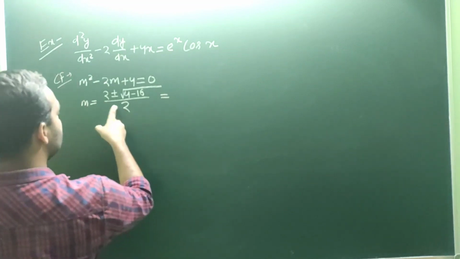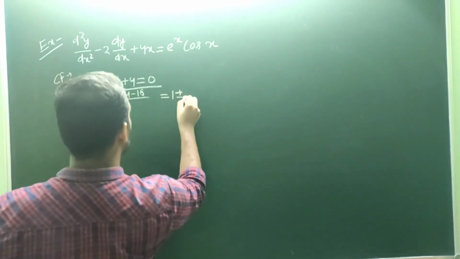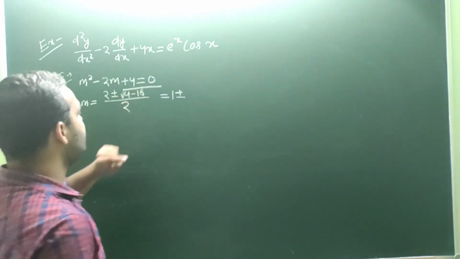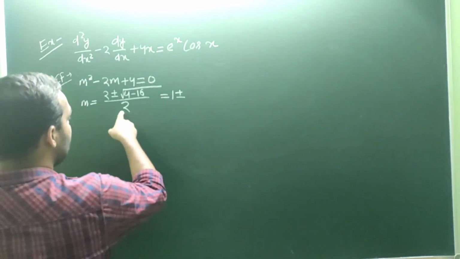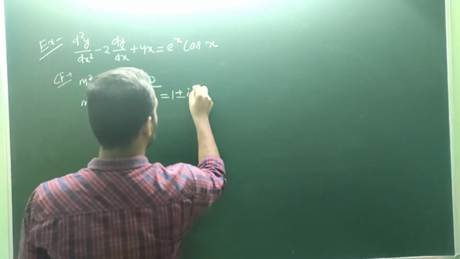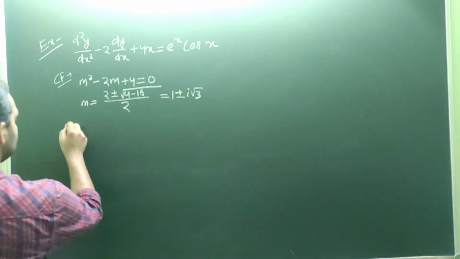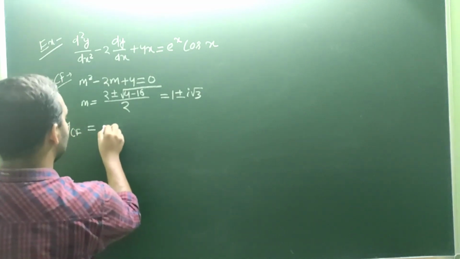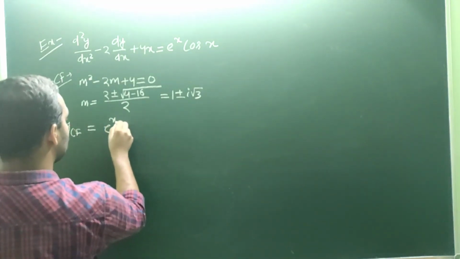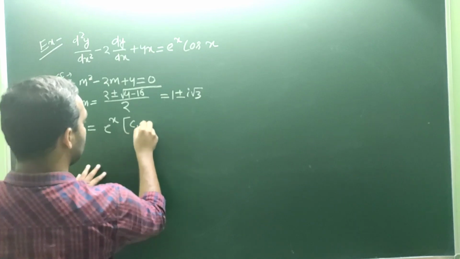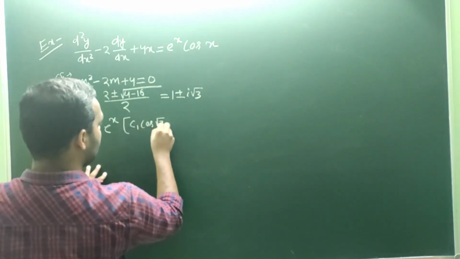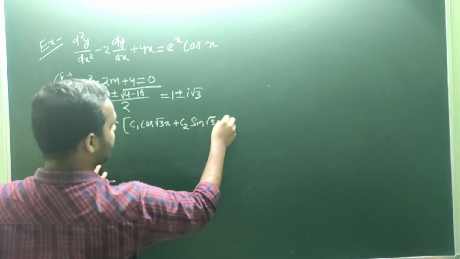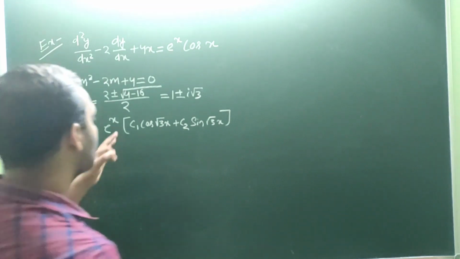So 2 gets cancelled, so this will be 1 plus or minus, here root over 12 will be there. If you convert it, it will be 2 into root 3, and here is 2. So this will be i into root 3. The complementary function ycf can be written as e to the power alpha x, e to the power x into c1 cos root 3x plus c2 sin root 3x. Right? So this is the complementary function.